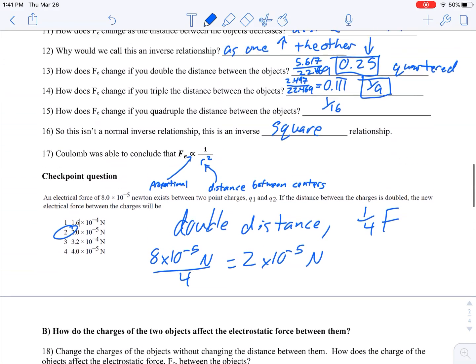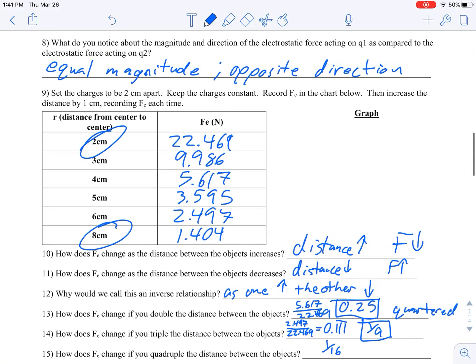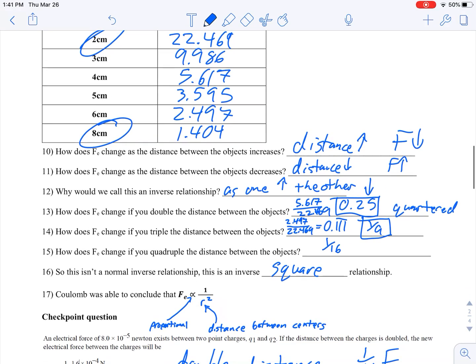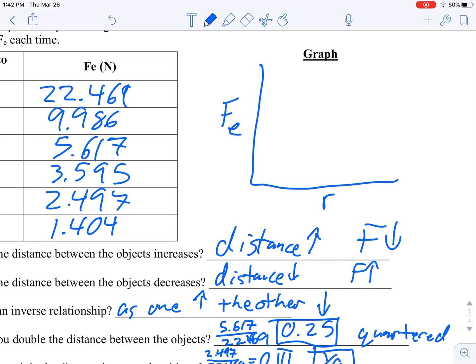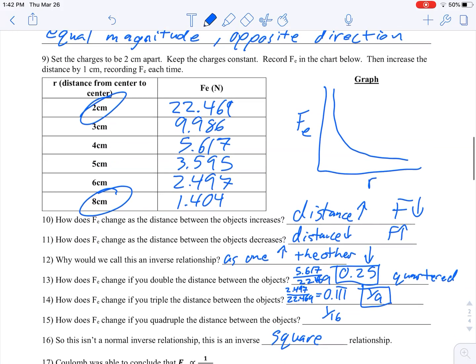All right. Actually, I forgot to do something earlier on. Go back to the previous page. So just one thing about this. What I wanted you to draw here for the graph was distance on the bottom and electrostatic force here, and just to show that an inverse square relationship looks something like that. So make sure you go back and do that. I'm going to be looking for that.